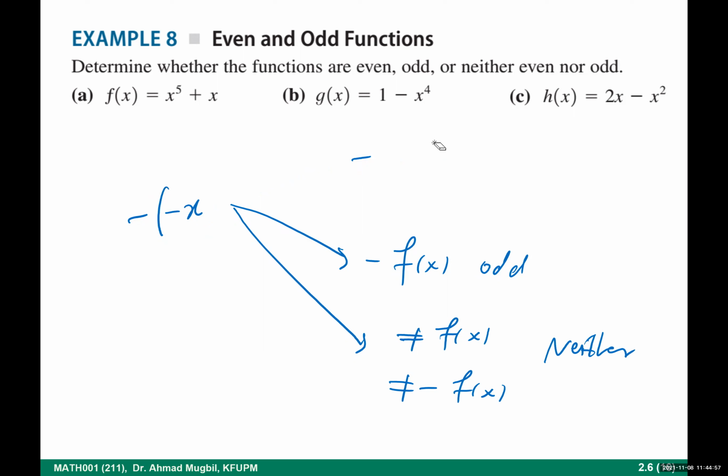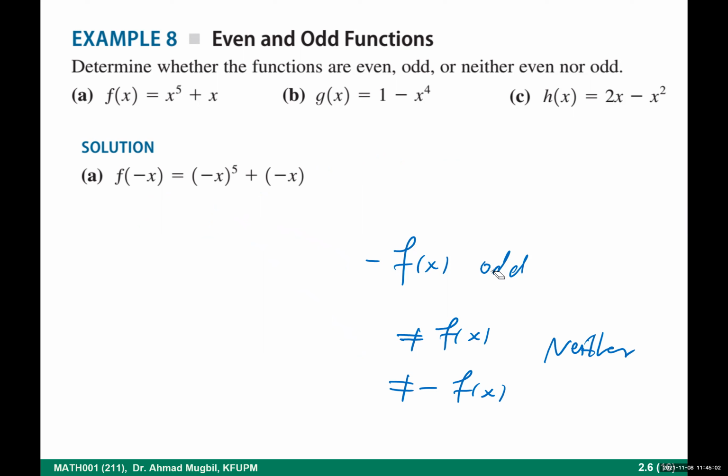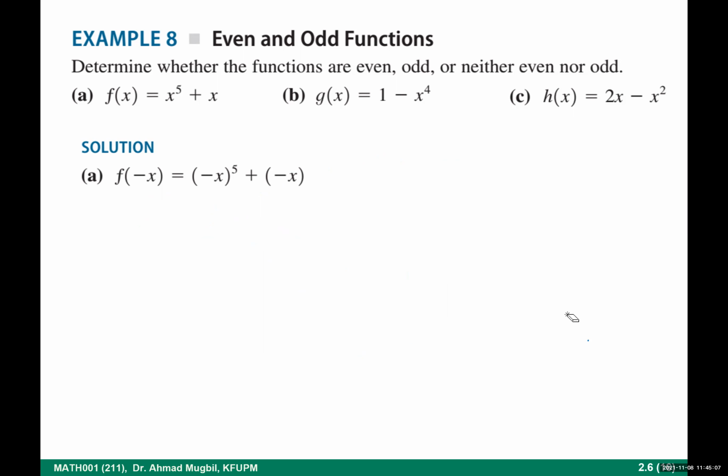So what do you think for the first one? F of negative x will be negative x all to the power 5 plus negative x. What we did, we replaced every x by negative x. Simplify. Is it the same as the original function? So is it the negative? Yes. How to know? Take negative 1 as a common factor. Now this is negative what? What is this? The original function. Negative f of x. So f of negative x is equal to negative f of x.